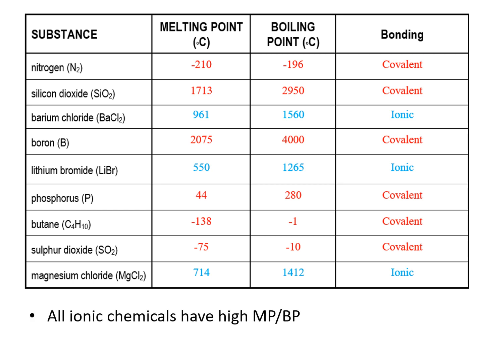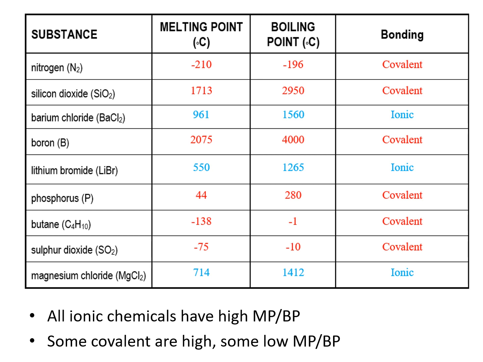And in terms of a conclusion, we should have found that all ionic chemicals are going to have high melting and boiling points. In this table here, the lowest melting point for the ionic chemicals would be lithium bromide at 550 degrees Celsius. Whereas the covalent chemicals are a little bit different.